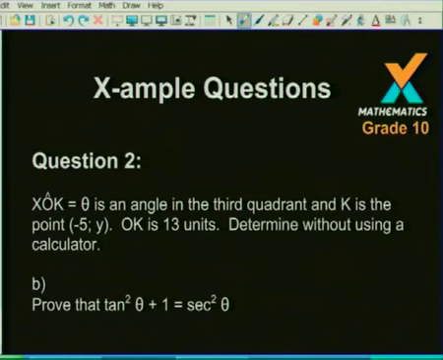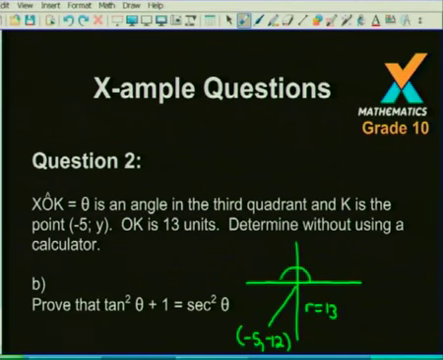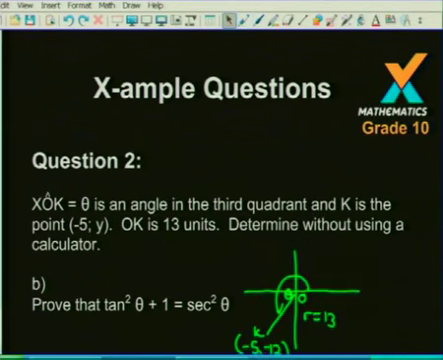So let's go across to the second part of the question. It's the same question as before. I'm just going to jot this in quickly because we're going to need to use the values. It was minus 5, minus 12, and the radius was 13. This was my angle theta. That was K, that was O, and that was X. Oops, I think I've just selected it instead of writing on it.